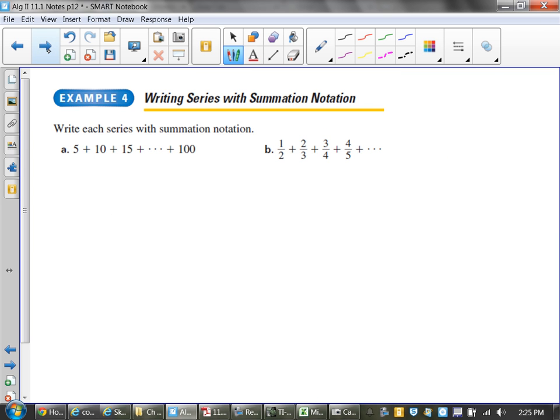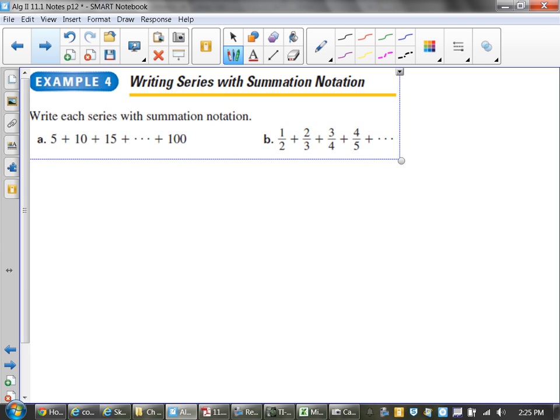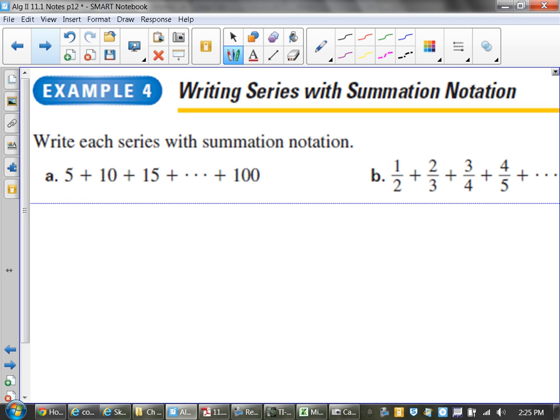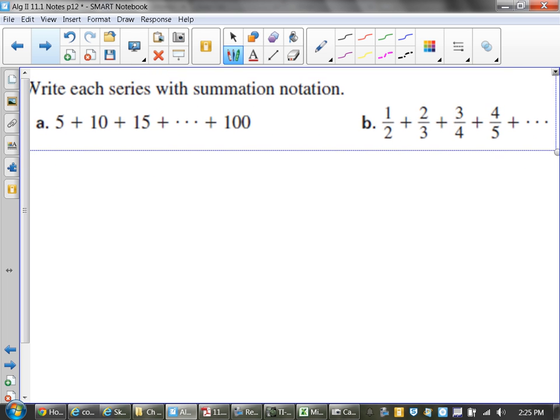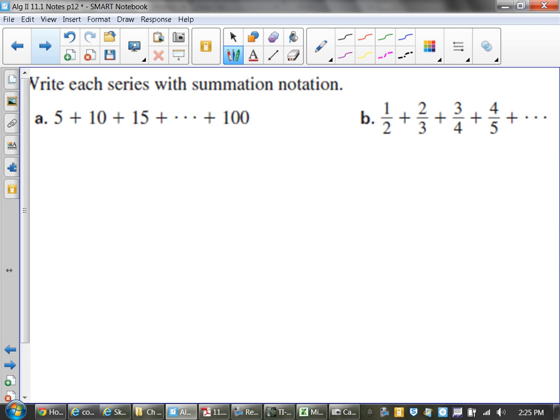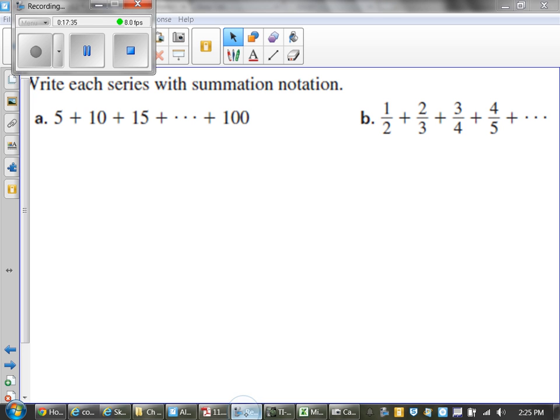So what I want you to do here is write these two out in summation notation. Again, you have to come up with the rule prior to writing out in summation form. The summation notation is this sigma. So you can figure those two out.